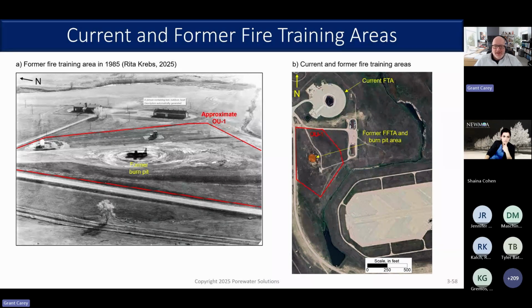So I find photographs always help if you're doing visualization. Let's show what reality looks like. The photograph on the right was from Rita. This is the former burn pit that we see in the middle of this area.